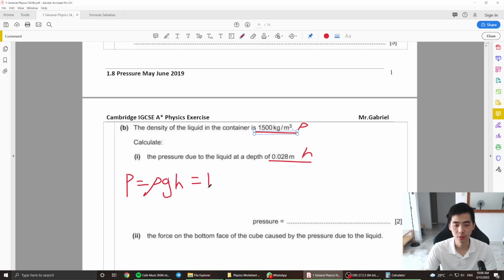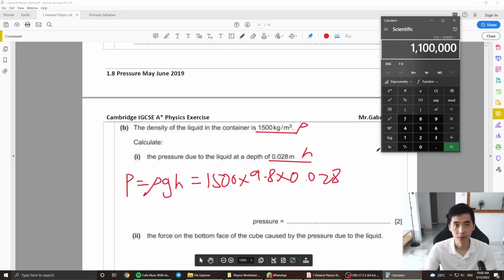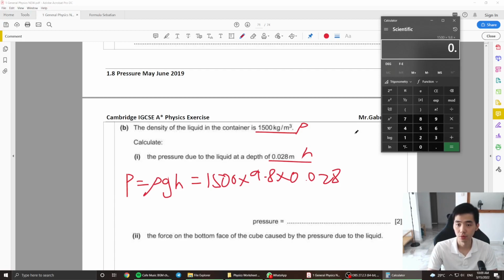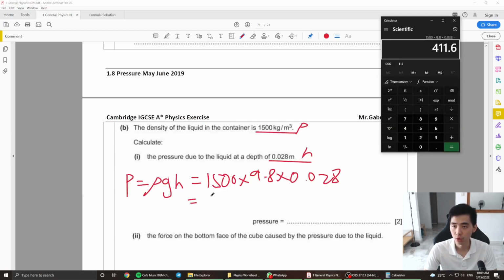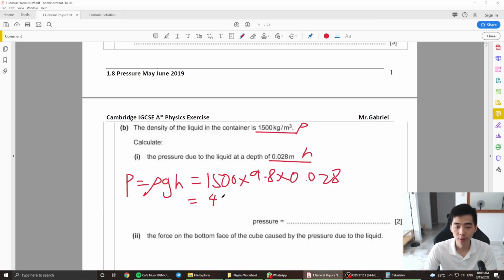Which in this question will be 1500 multiplied by 10, or 9.8 if the new syllabus, right? Multiplied by 0.028. Press that into the calculator: 1500 times 9.8 times 0.028. You'll get a total pressure of 412 pascals. You're supposed to get 412 pascals here.